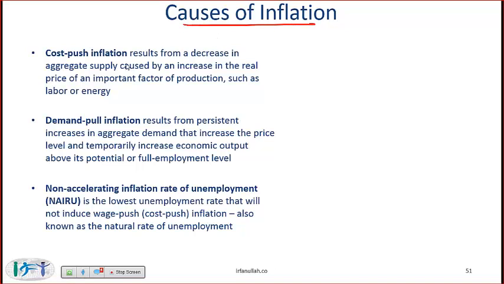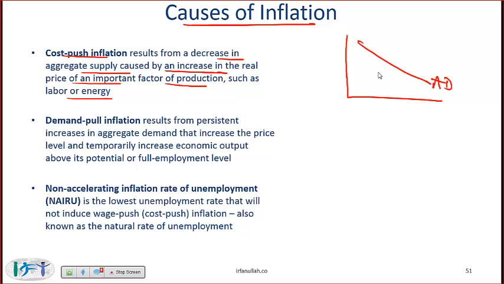Alright, causes of inflation: cost push inflation. This results from a decrease in the aggregate supply caused by an increase in the real price of an important factor of production such as labor or energy. So if you have a situation like this, aggregate demand, short run aggregate supply, and let's say this is your long run aggregate supply, the market is in equilibrium.